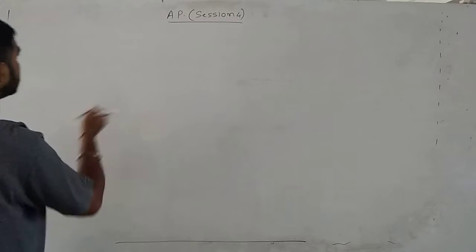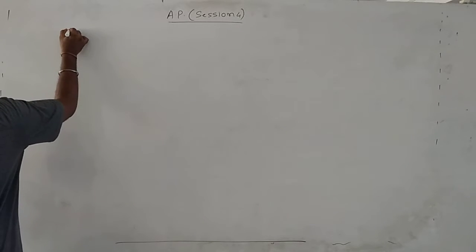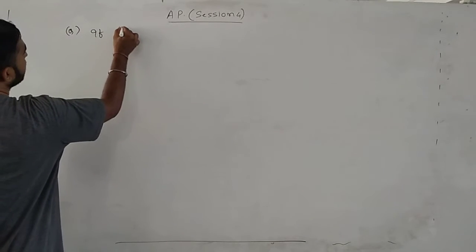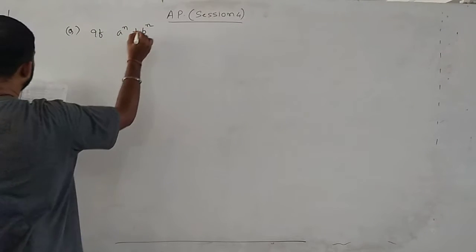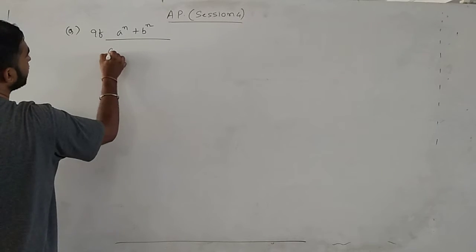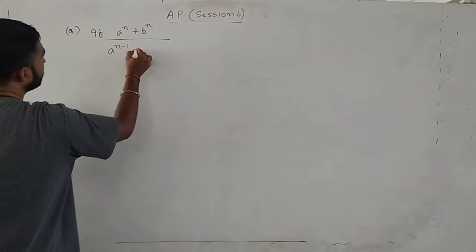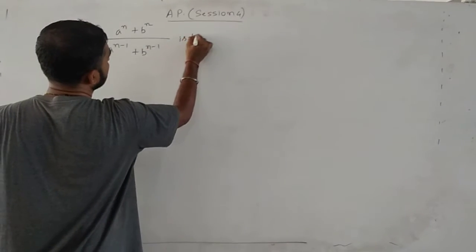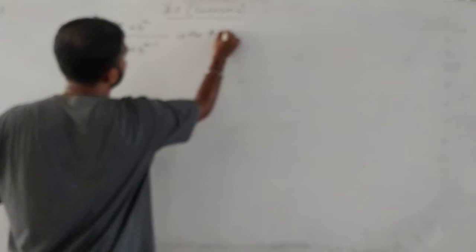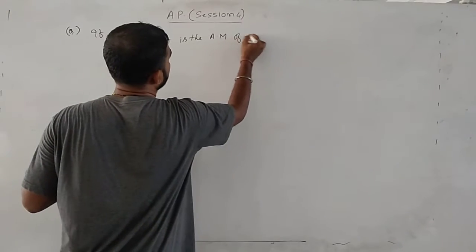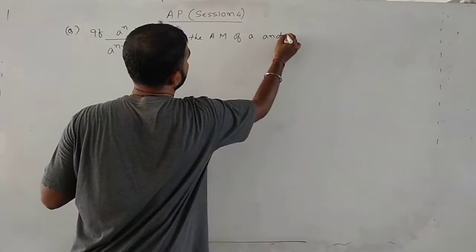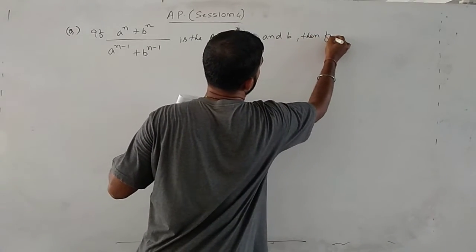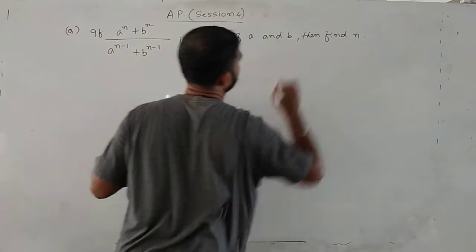Next question. If a to the power n plus b to the power n, whole divided by a to the power n minus 1 plus b to the power n minus 1, is the arithmetic mean of a and b, then find n.